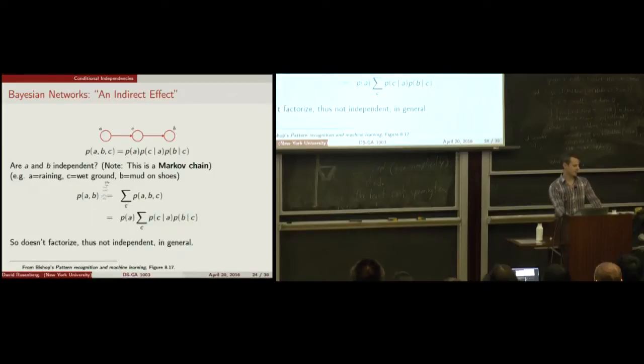So the P(A) comes out from the sum over C, because it has nothing to do with C. And we're left with this. And what does that reduce to? Sum over C of P(C | A) times P(B | C). Say again? So the question is, does that equal P(B)?